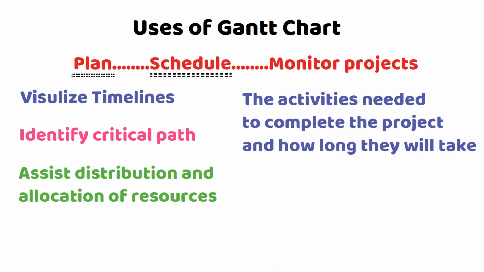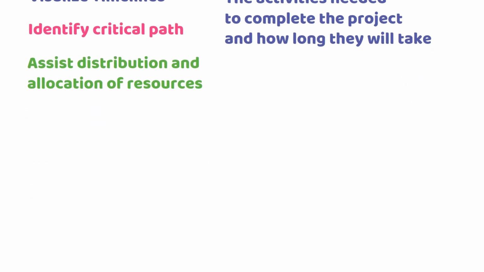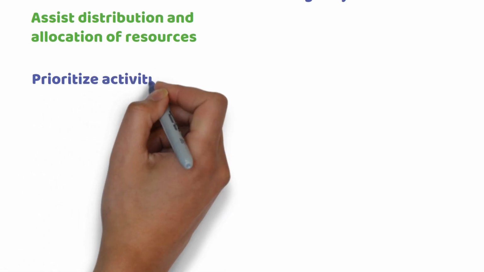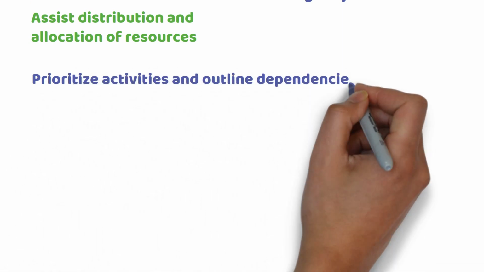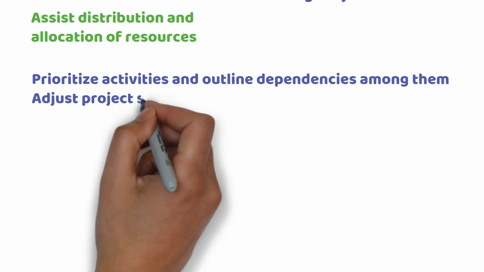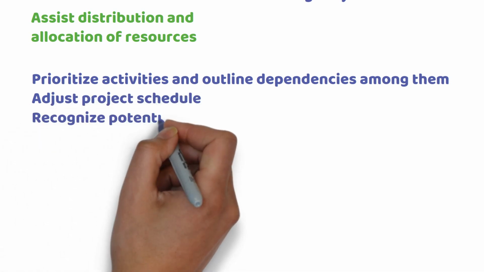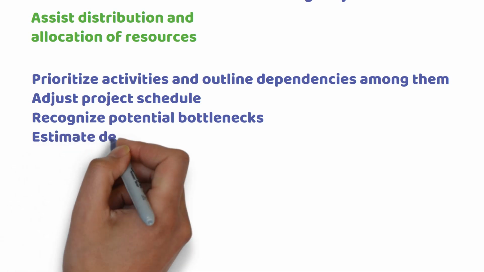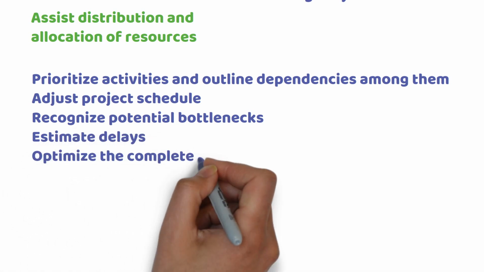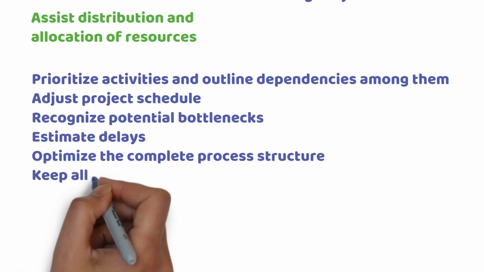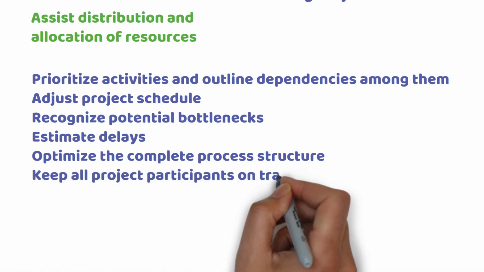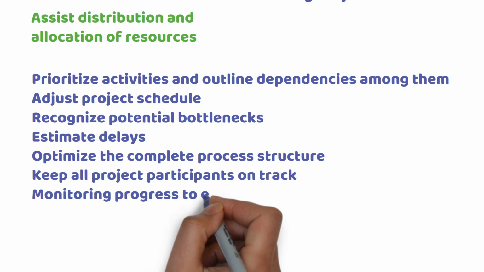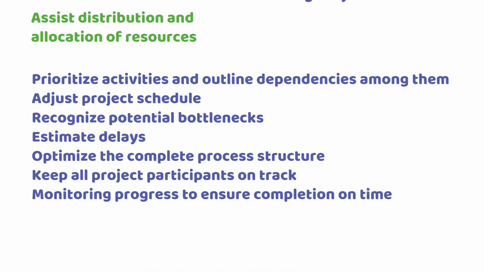This way, you can monitor the project's progress to execute it on time. More specifically, project managers use Gantt charts to prioritize activities and outline dependencies among them. Adjust project schedule. Recognize potential bottlenecks. Estimate delays. Optimize the complete process structure. Keep all project participants on track. And monitoring progress to ensure completion on time.